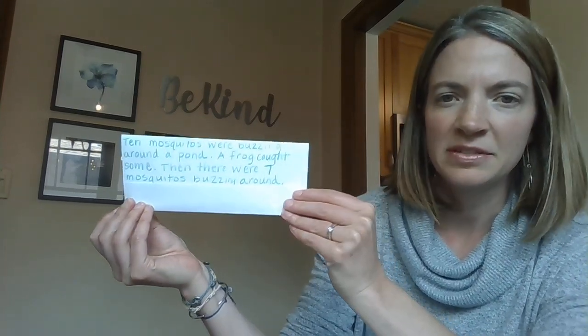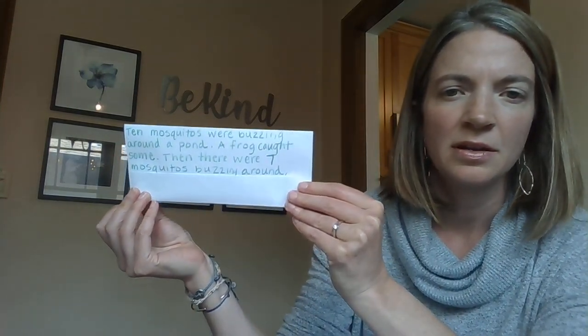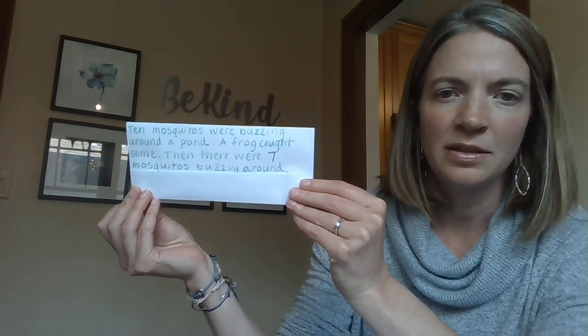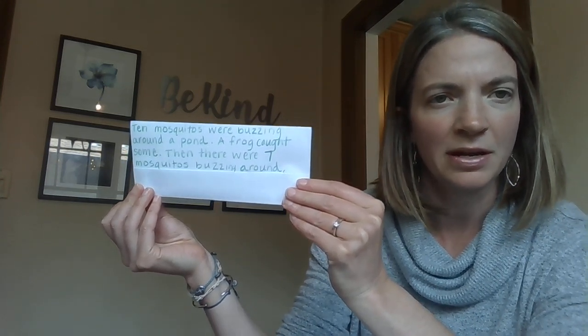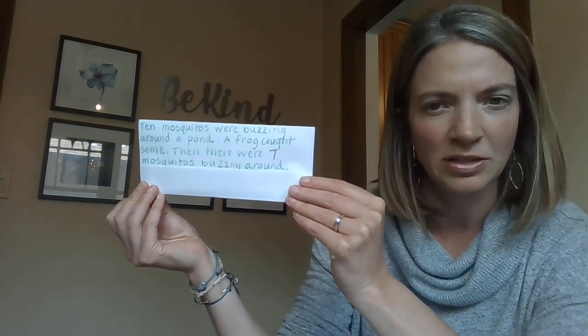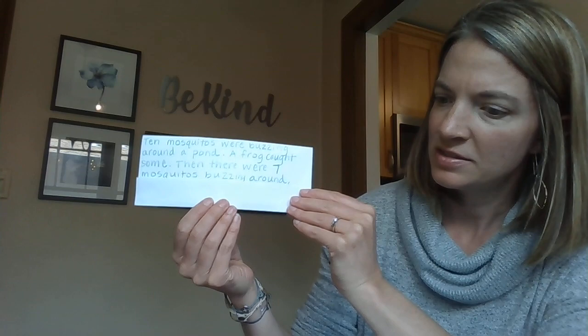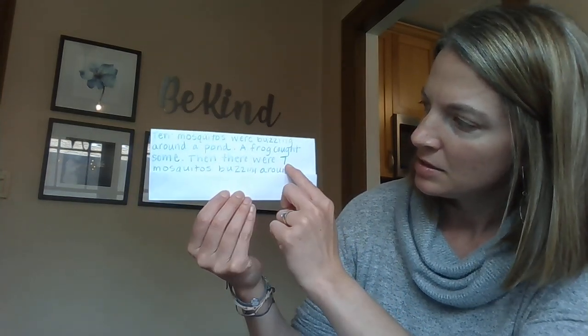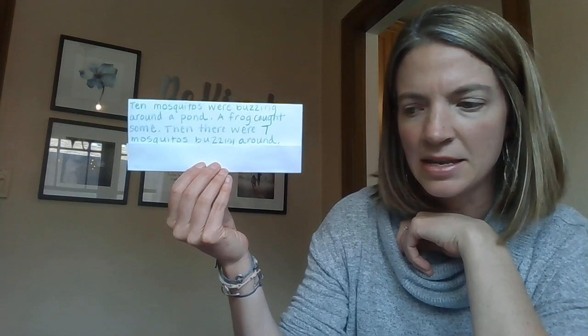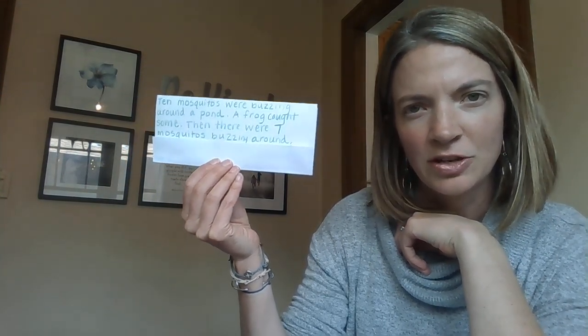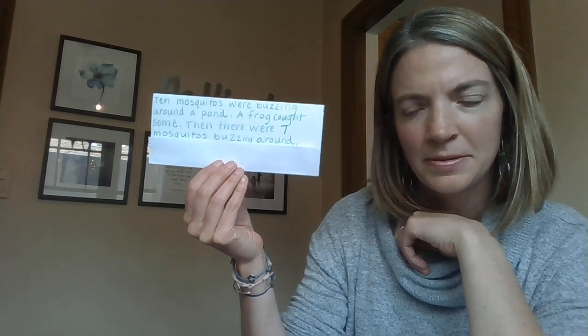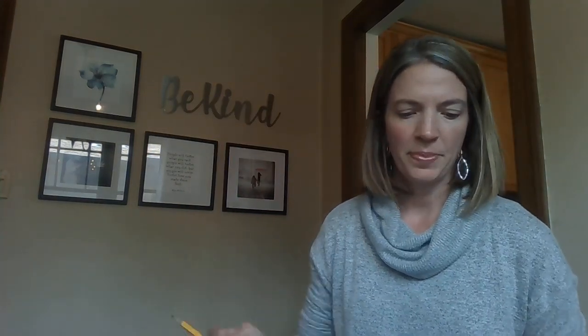So now it says 10 mosquitoes were buzzing around a pond. A frog caught some. Then there were 7 mosquitoes buzzing around. Now what changed? Why is this number, the new number 7, why is that smaller than our first number, the 10? And how does that help us adjust our drawing? So wow, now we know that there was a frog who caught some mosquitoes, and we know that there were 10, but a frog caught some mosquitoes, and now there are only 7 left.